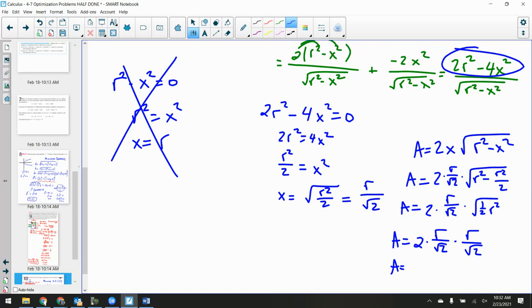And so look at what happens at the bottom. The square root of 2's will just become a 2. So this is 2 times r over 2, r squared over 2. So that would just be r squared. So the area of this thing is actually just r squared.